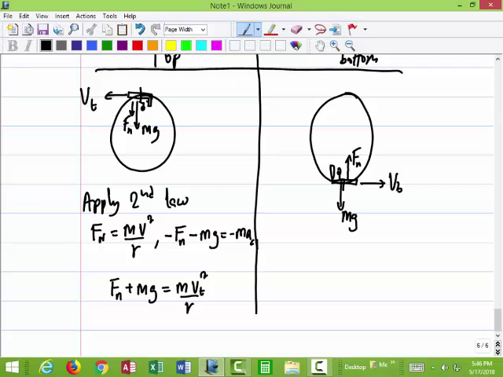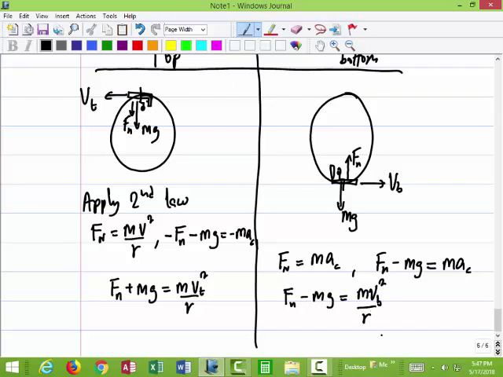And do the same thing for the bottom motion. Apply second law, and we see that the net force is equal to ma centripetal. The forces present are the support force, and the weight is pointing downwards, so that's opposite, so minus mg. And since the centripetal acceleration is pointing up, we have positive ma centripetal. So we can say that the support force Fn minus mg is equal to mv bottom squared over r. So we found our two forces present on this pilot.